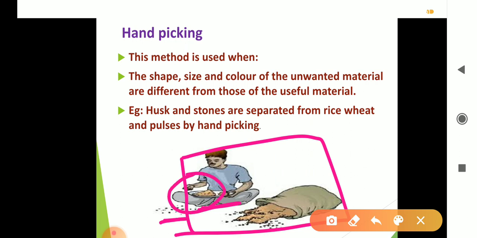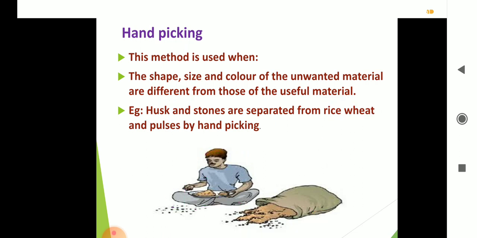और ये कब यूज होता है? It is used when the components to be separated are large and easily distinguishable. अगर आप उनको अलग अलग देख ही नहीं पाओगे तो फिर कैसे अलग करोगे? Second, unwanted materials should be present in a small quantity, and the shape, size and color of the unwanted material should be different from the useful material. Then only you can separate it. Example, small stones from the rice and wheat or pulses, husk also, can be picked out by hand.